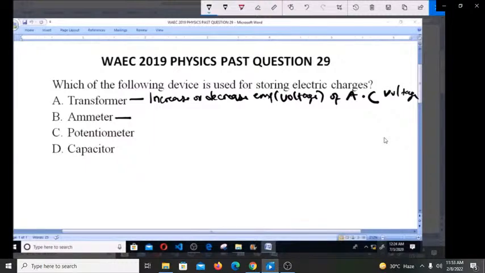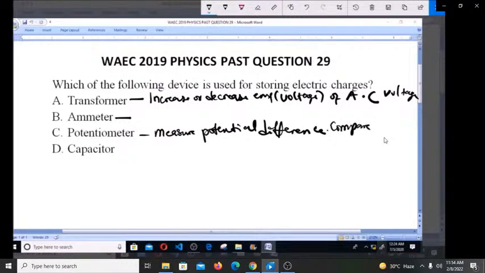Now, what is an ammeter? Or let's get to the potentiometer first. What does a potentiometer do? A potentiometer is a device used to precisely measure potential difference. So you use this to measure potential difference. That's what you use this to do. It is used to compare the EMF of a cell. You can also use it to compare the EMF of cells. So that's what you use that for.